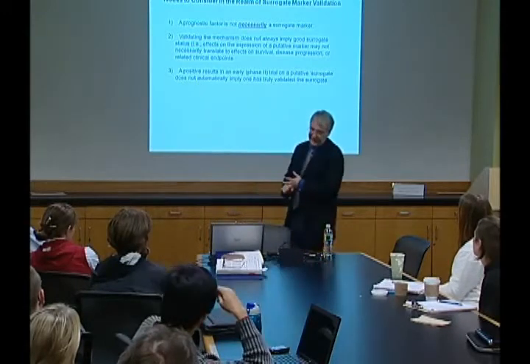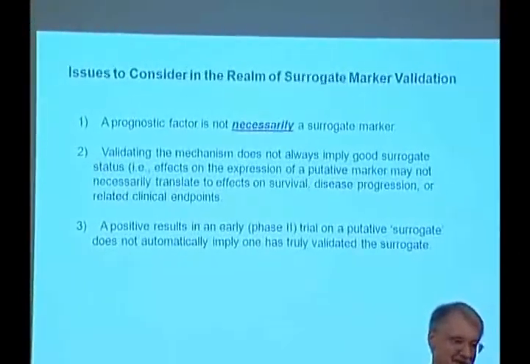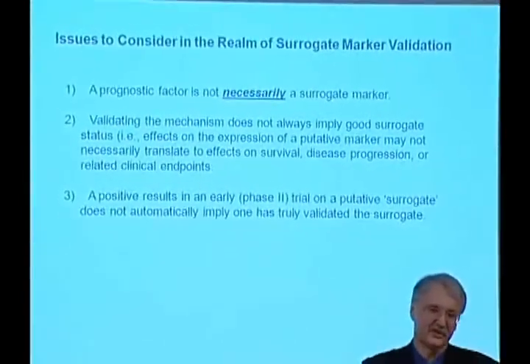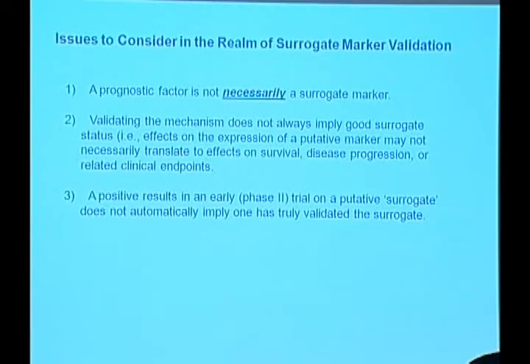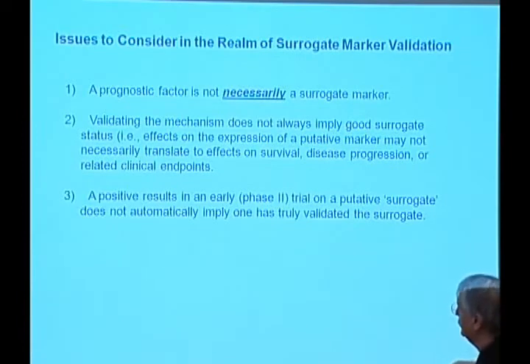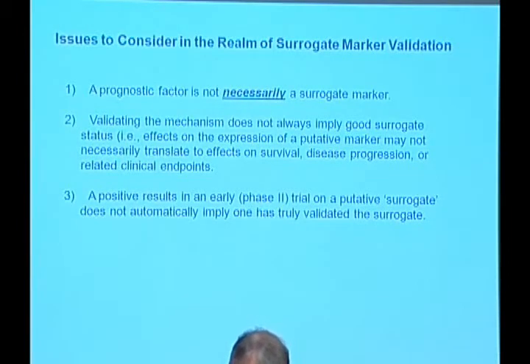Issues to consider: a prognostic marker or factor is not necessarily a surrogate marker. Is that intuitively obvious? Something can be prognostic, but it isn't a surrogate for how a drug works. Validating the mechanism does not always imply a good surrogate status. That is, effects on the expression of a putative marker may not necessarily translate to effects on survival, disease progression, or related clinical endpoints. And a positive result in an early trial on a putative surrogate marker does not automatically imply that one has a truly validated surrogate. So those are all pretty obvious.